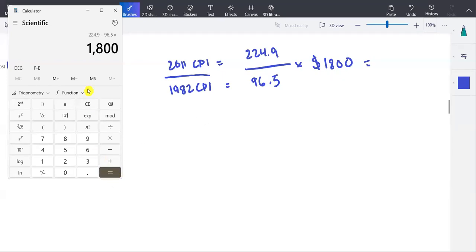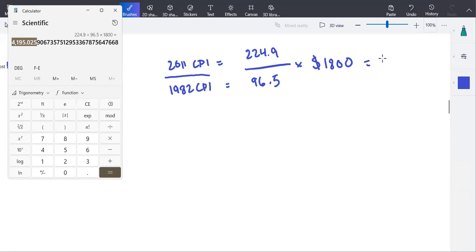So 224.9 divided by 96.5 multiplied by 18,000 is this right here. Now we are talking about dollars. So usually when it comes to money, we would round to 2 decimal places. Hopefully your problem tells you. For this one, I'm going to give it to you both ways. We're going to round to 2 decimal places, and then we're going to talk about why you might want to round to the nearest whole number.